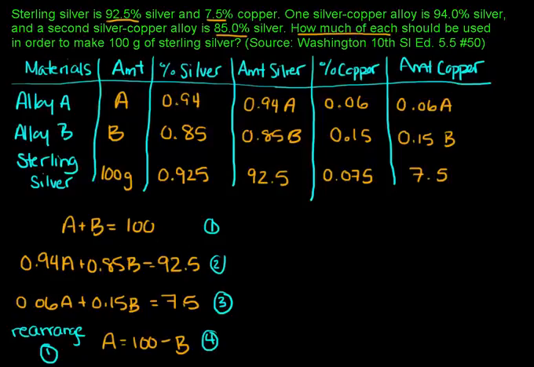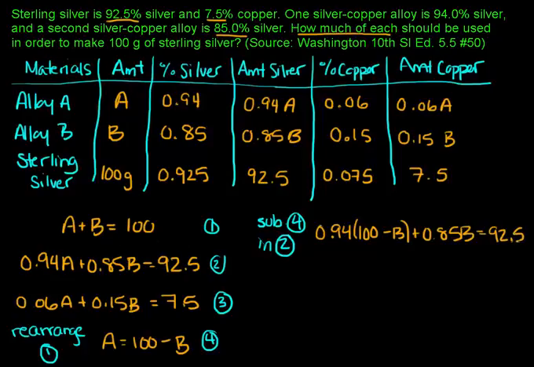So once we have equation 1 rearranged and A isolated, we can substitute it into either equation 2 or 3. I'm going to choose to solve using equation 2, but you should get the same solution using equation 3 as well. So I'm going to write substitute 4 in 2. And then I'm going to go ahead and replace A with 100 minus B. When I do that, I should have 0.94 times 100 minus B plus 0.85B is equal to 92.5. And now I can solve this equation for B.